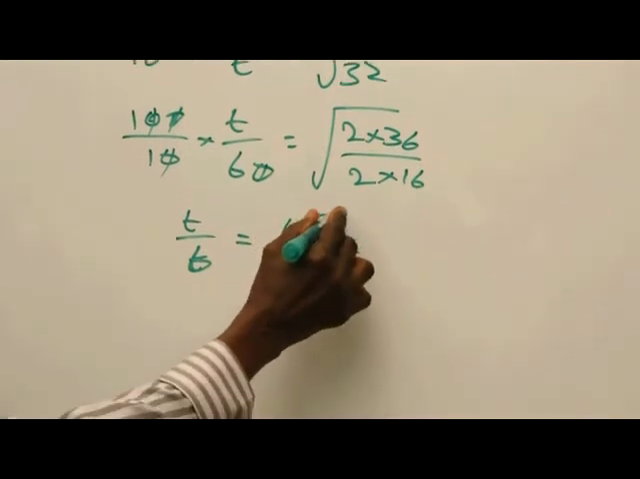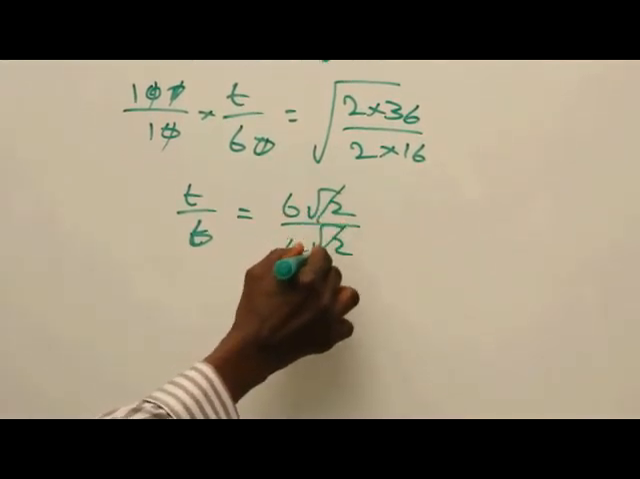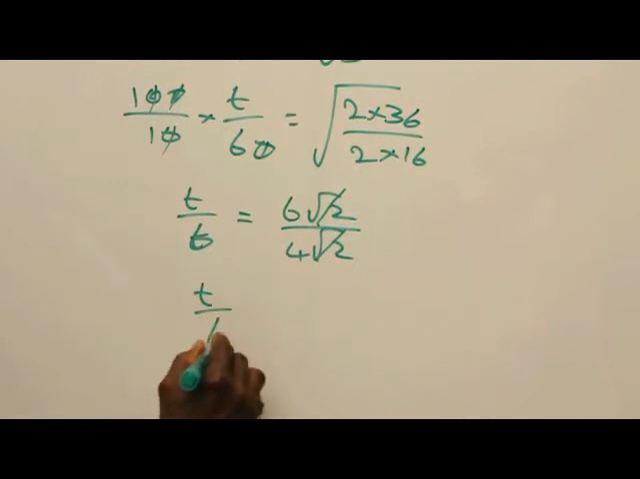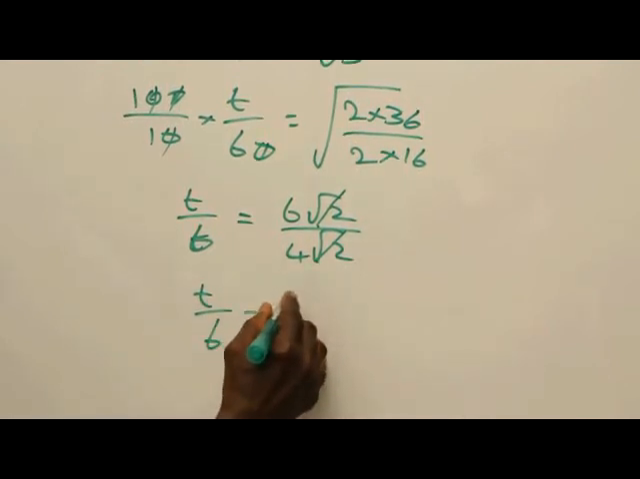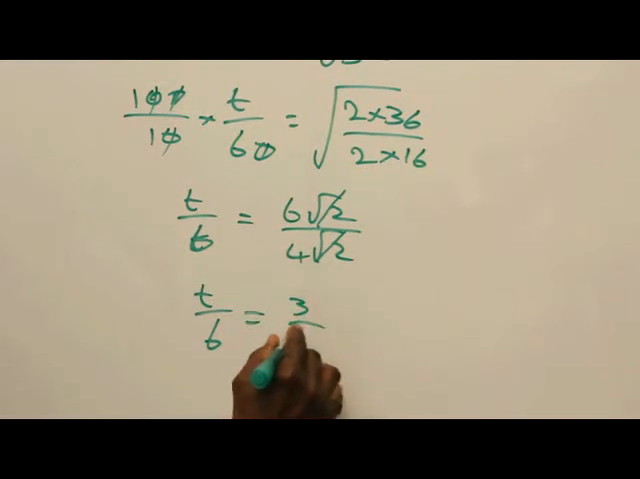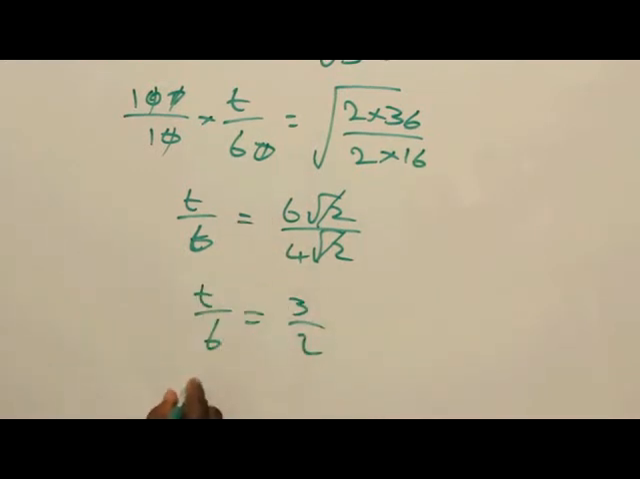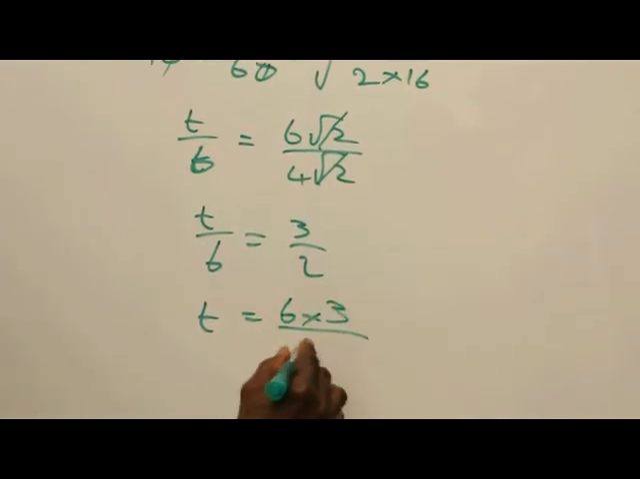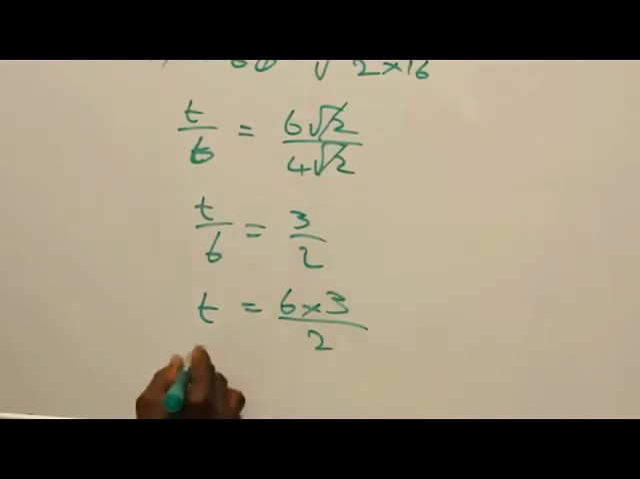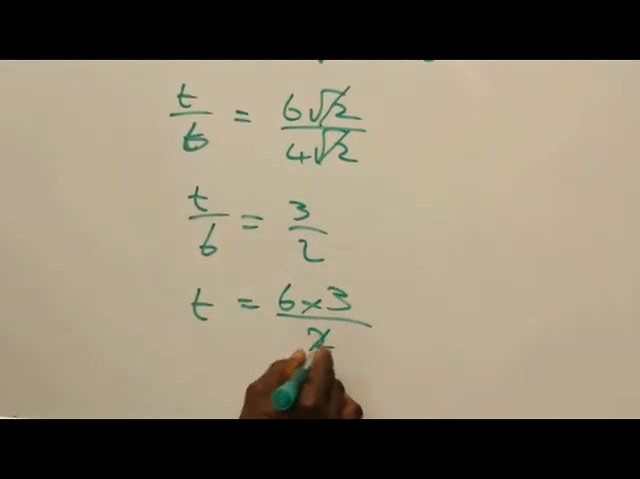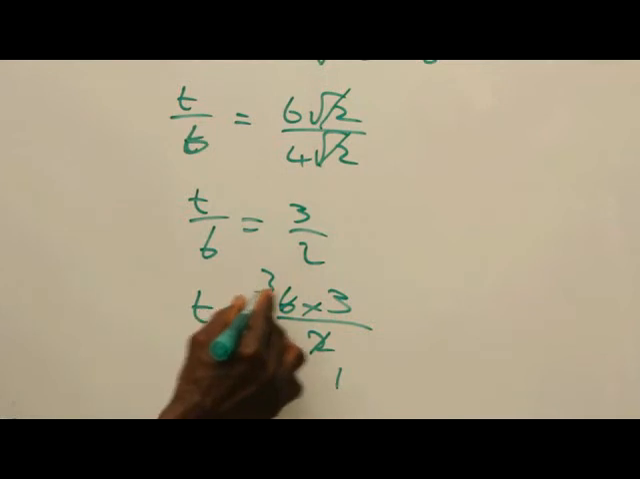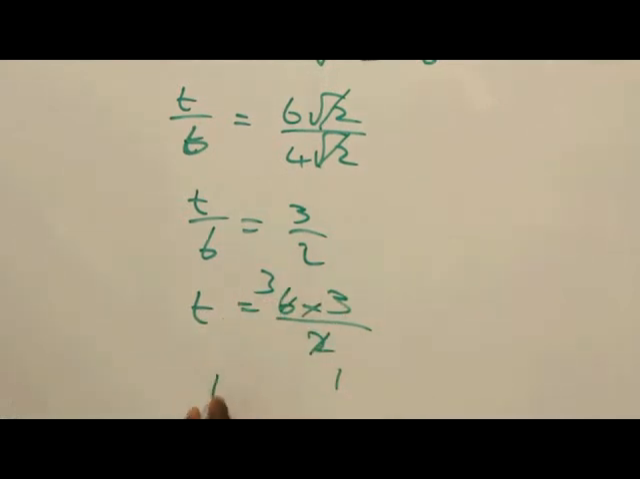And so root 2 cancels root 2. And so we now have T over 6 is equal to 3 over 2. And so T is 6 multiplied by 3 divided by 2. 2 divided by 2 is 1, 2 divided into 6 is 3, and 3 times 3 is 9. So T is 9 seconds.